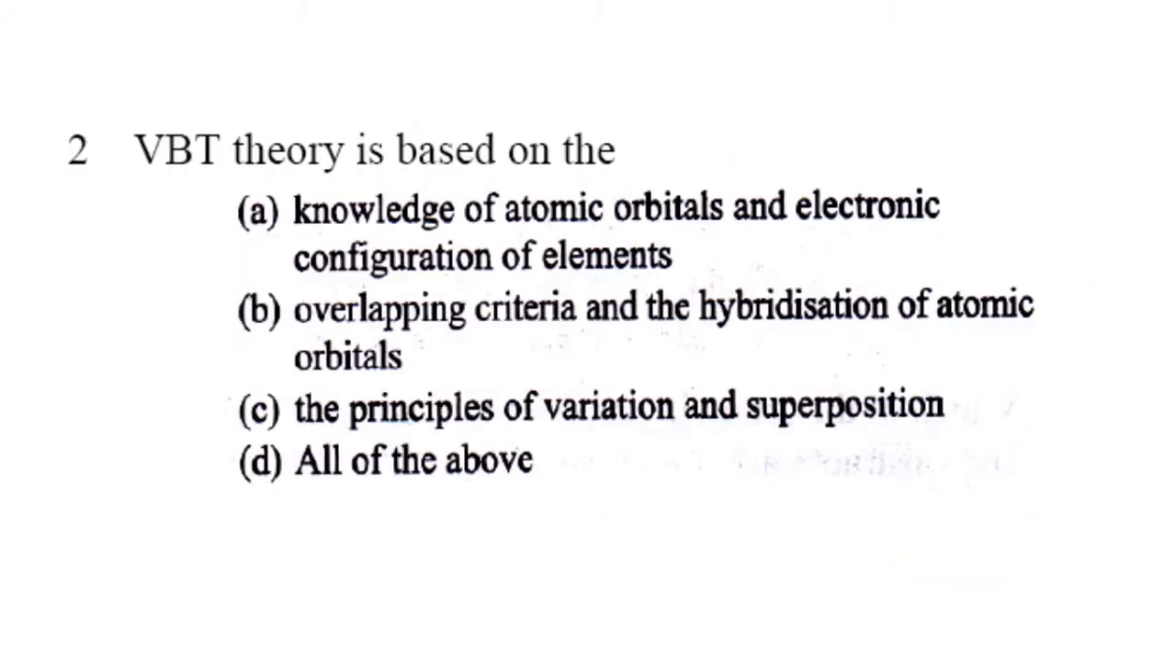Now second question, VBT theory, that is valence bond theory, is based on, okay, if you see it is a theoretical question, and I would like to suggest that VBT theory is based on knowledge of atomic orbitals and electronic configuration of elements, overlapping criteria and the hybridization of atomic orbitals. Apart from that, it is also based on principle of variation and superimposition. So therefore the correct option is option D, that is all of the above.